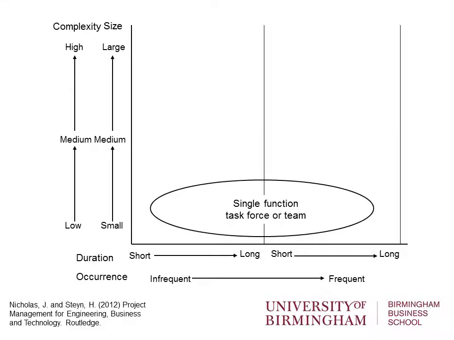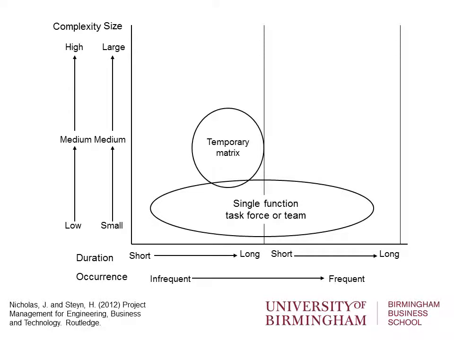So if a project's small and simple, it doesn't matter if it's a long project or a short project, whether projects are commonplace within the organisation or infrequent within the organisation. What you will end up with here is a single function will normally lead the project and will have some sort of task force or team to deliver the project. The structure will be quite simple and be driven by one particular function who will draw on specific capabilities and skills as and when needed. They'll be brought into the project and then leave. So most of the project activities will happen within a function. So a very simple kind of structure.